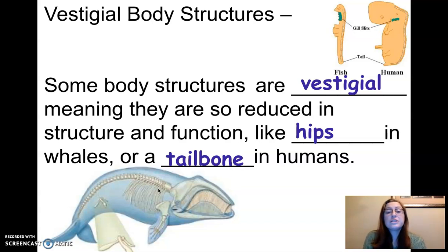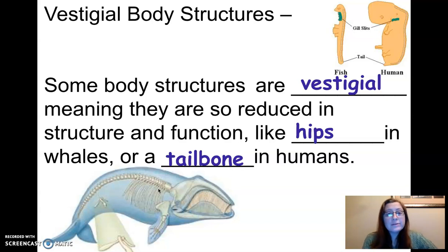So if a structure is vestigial, that means it was once useful and had a good shape and good function, but over evolutionary time, so we're talking millions of years and lots of generations, we have seen that structure become so reduced in size and function that it no longer has a role in an organism. So for example, whales have a vestigial hip bone.